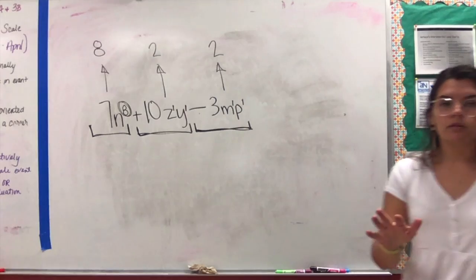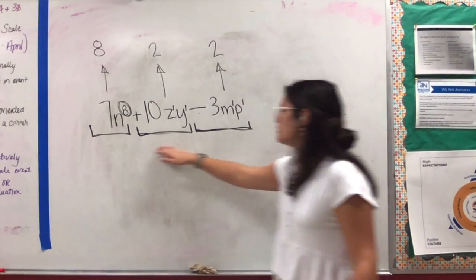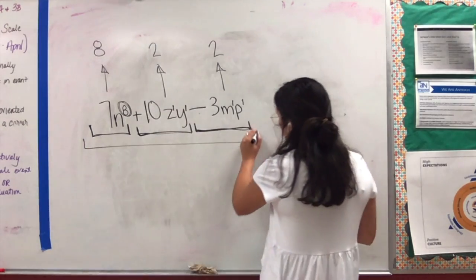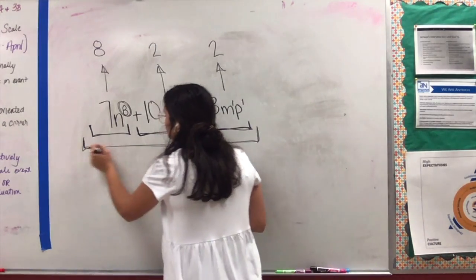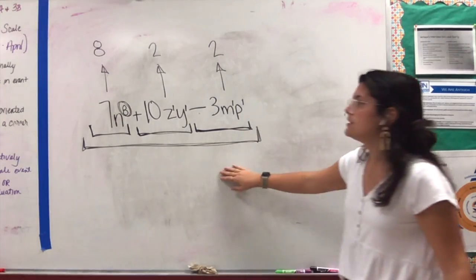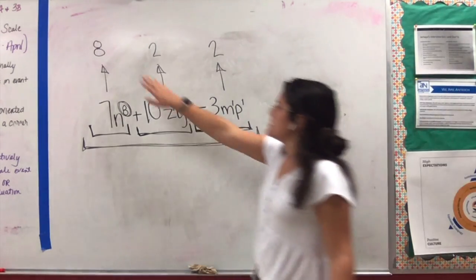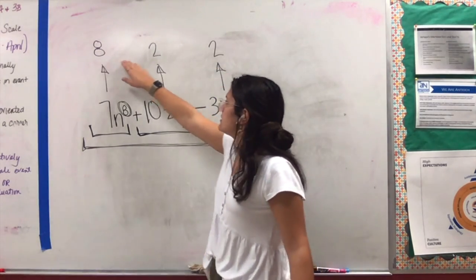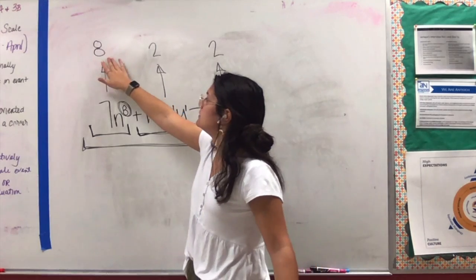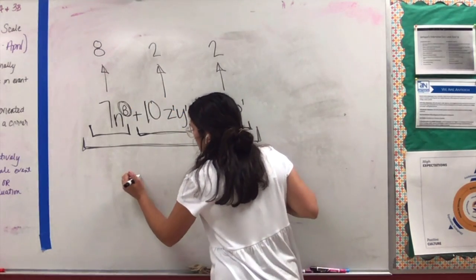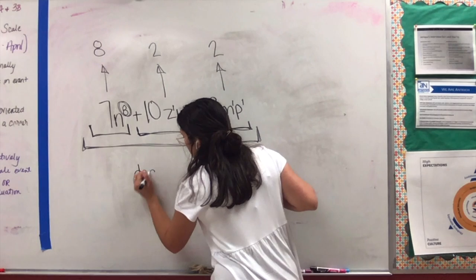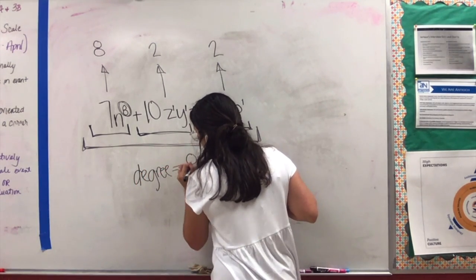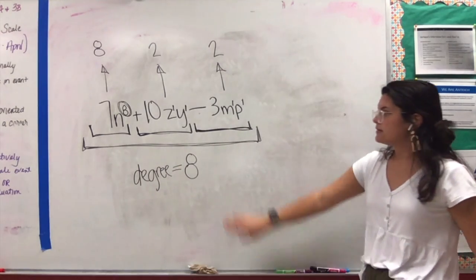Now remember, we're looking for the degree of the whole polynomial. So we want one degree, one number. And remember, when we do this, we take the biggest degree of each term. So the biggest degree here is going to be 8. So the degree of the whole polynomial, the degree of the whole trinomial, is going to equal 8. So this is our degree.